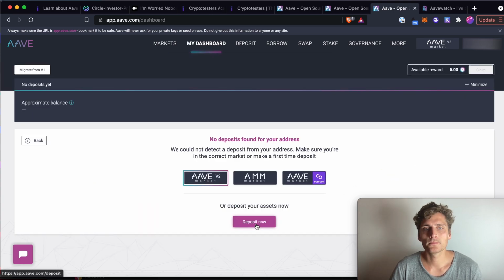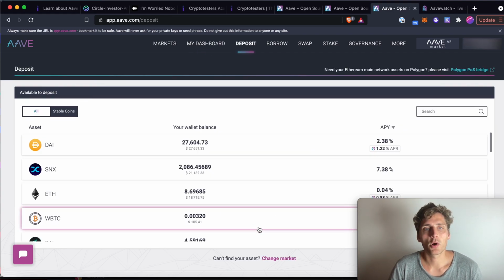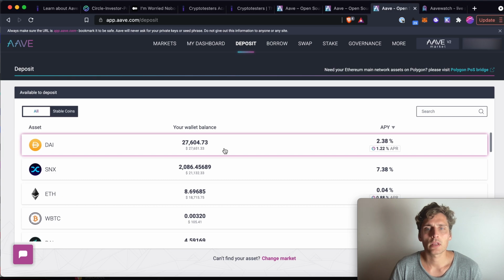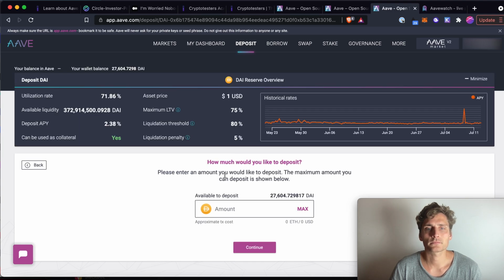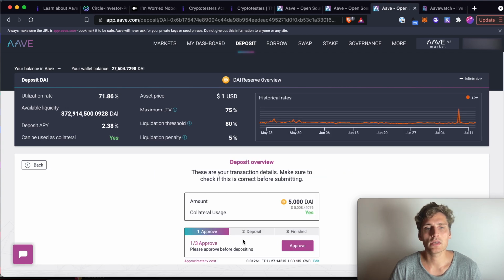So I'm gonna click on my dashboard. Right now, I don't have any funds in Aave, so this is the first time using Aave with this wallet. So I'm going to click on deposit now. I'm going to go on DAI. And here you can see the app knows basically how much DAI I have in my wallet. And I'm going to lend, let's say, $5,000. And I'm going to click on continue.